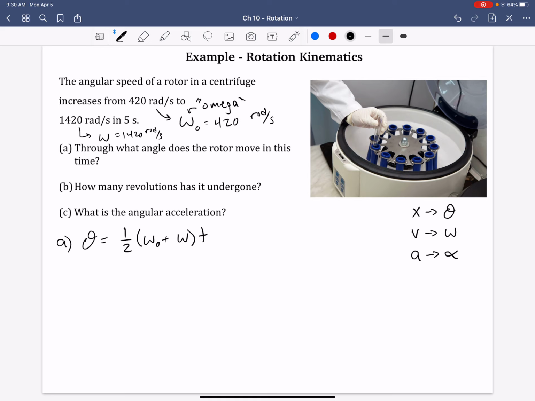Or rather, the form of this equation. Back in chapter 2, this would have been 1/2 times the sum of v naught plus v, times t. But now in chapter 10, it's not v, it's omega. So we know everything in here, so let's use this equation. 1/2 times (420 plus 1420) times 5. This should give us, if I did my calculations correctly, 4,600 radians.